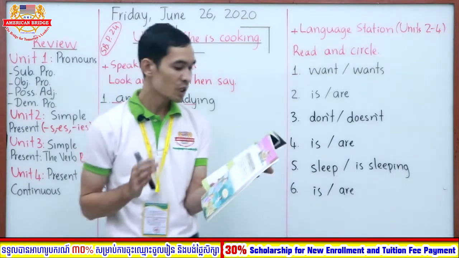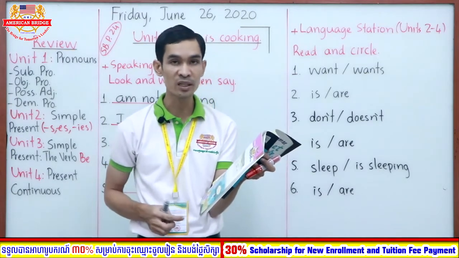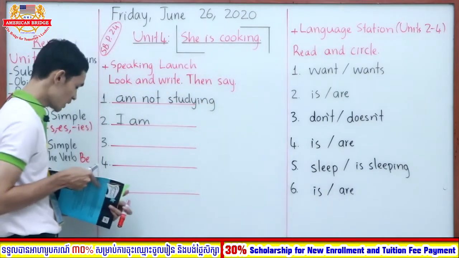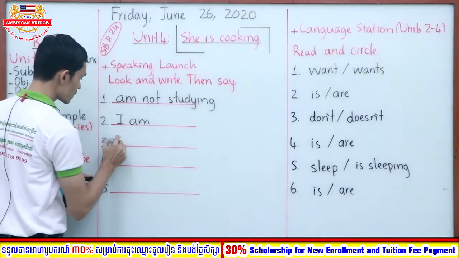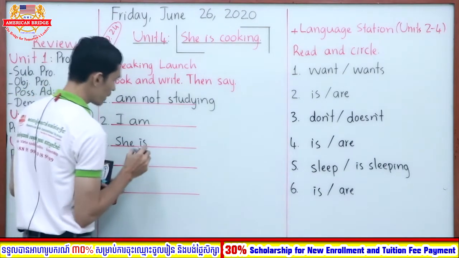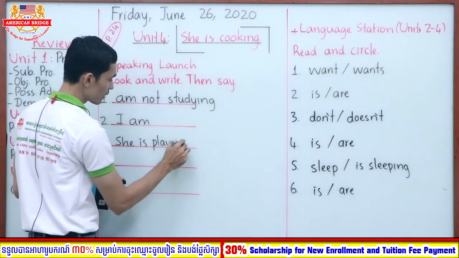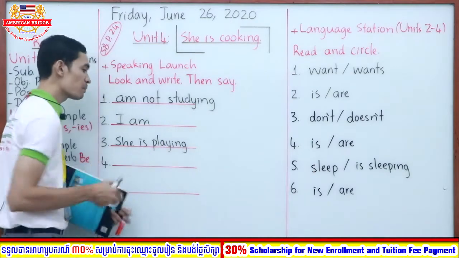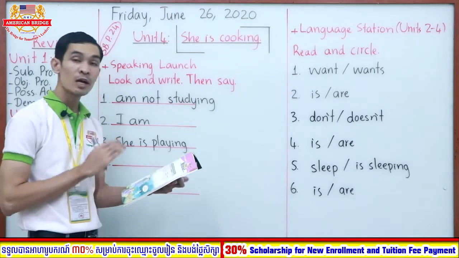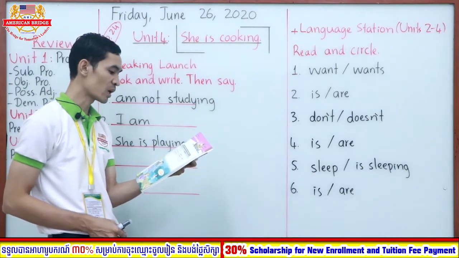Look at negative first. She isn't playing the violin. So she is, right? So you put the subject first, she, and then plus be, and then main verb. What is the main verb? Play. Okay, and add ing to the main verb. She is playing the piano. You can look at the picture. She is playing the piano. She isn't playing the violin.